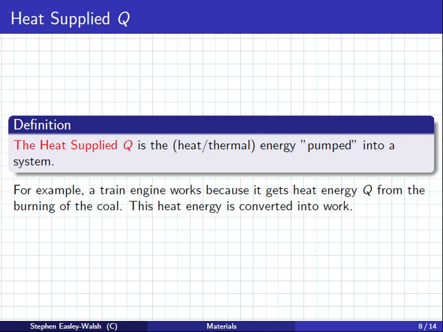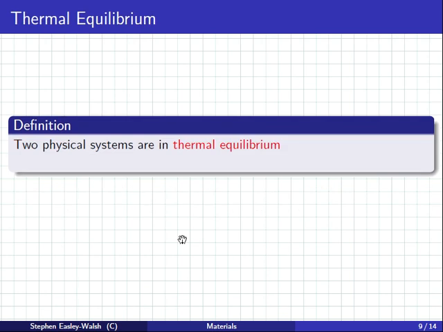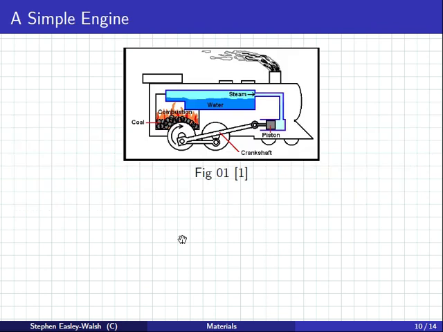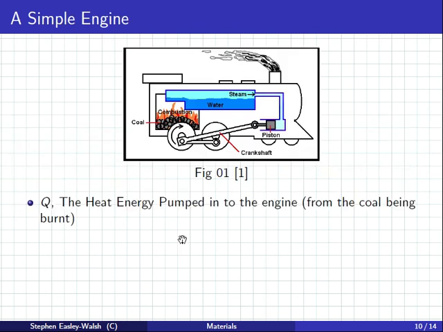Oh, I have this slide twice for some reason. Okay. Here's a simple train engine. What is Q here? Q is the heat energy from the coal that goes into the engine. Okay?